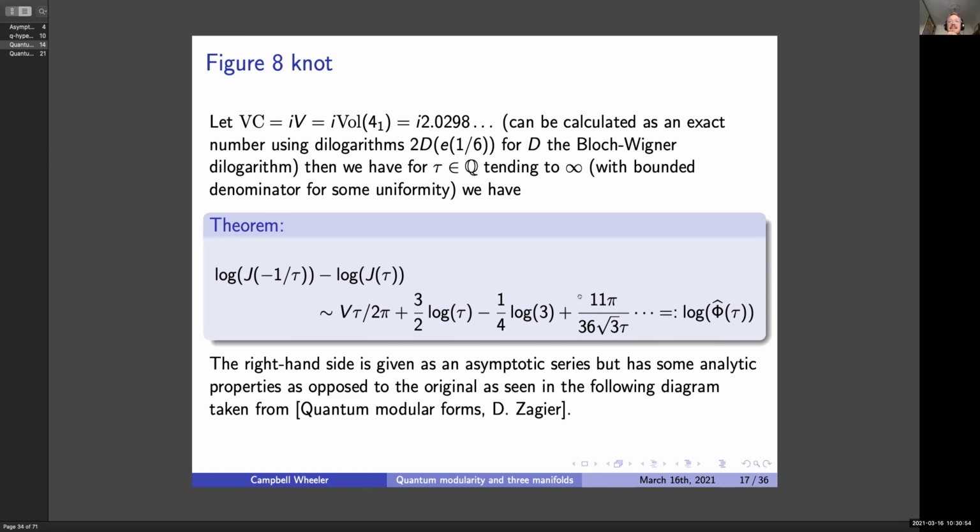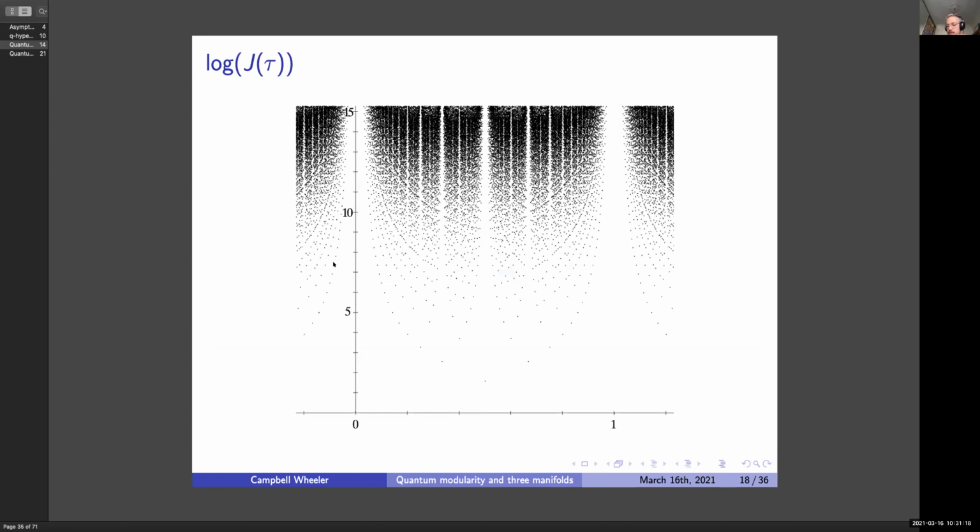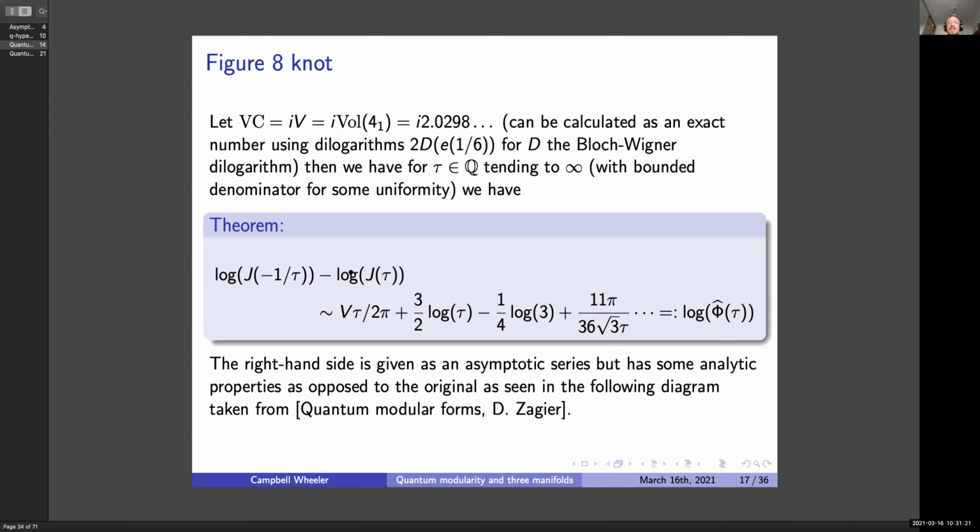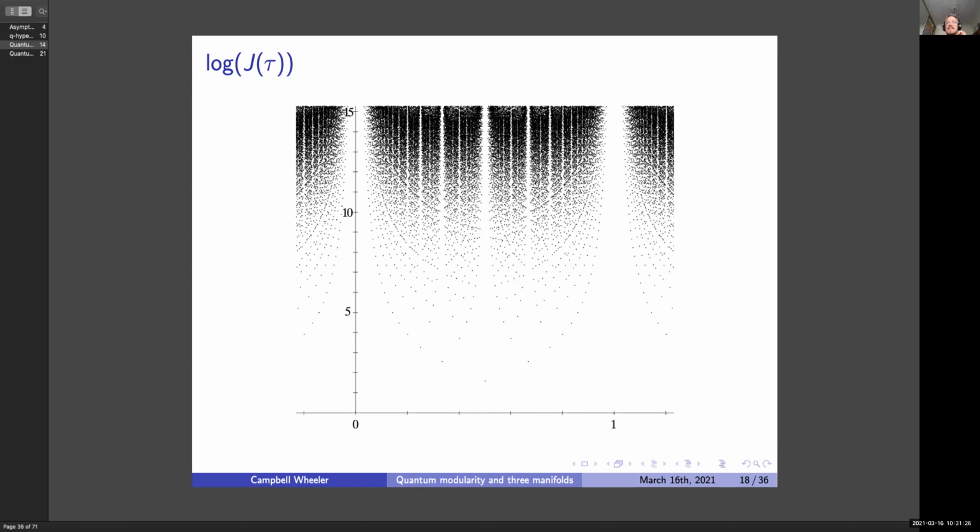Yeah, this right-hand side, the way I've written it at the moment, is just an asymptotic series. So it's not so analytic because this is divergent. You can think of this difference as maybe a limit of piecewise analytic functions, by taking optimal truncation. But just to give you a feel for how this fits into the quantum modularity framework, how this is more analytic, I've taken these pictures from Don's original article.